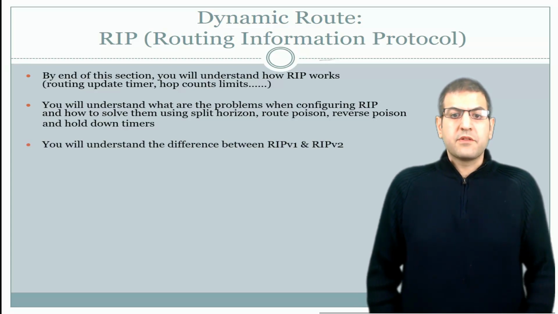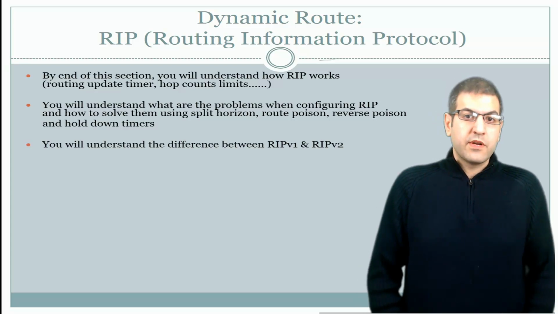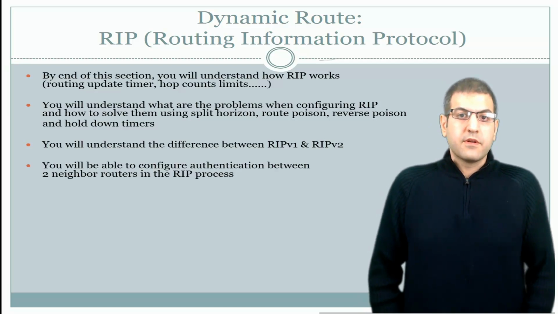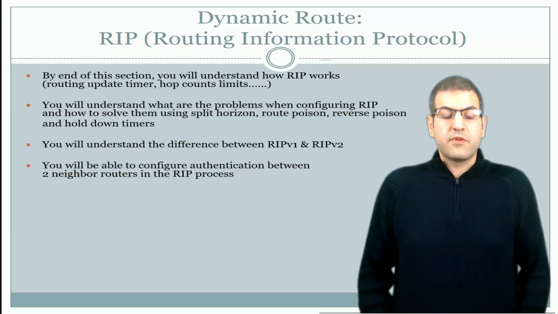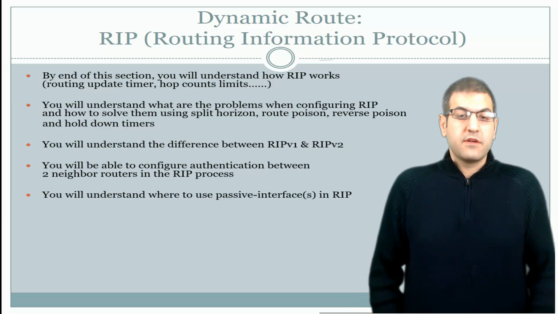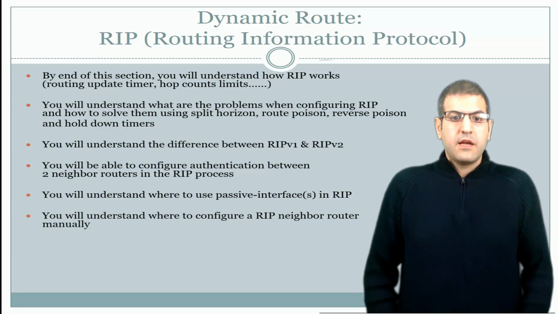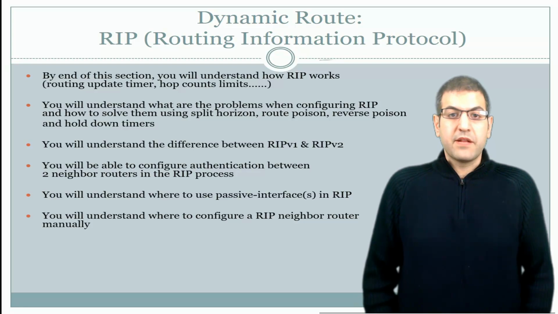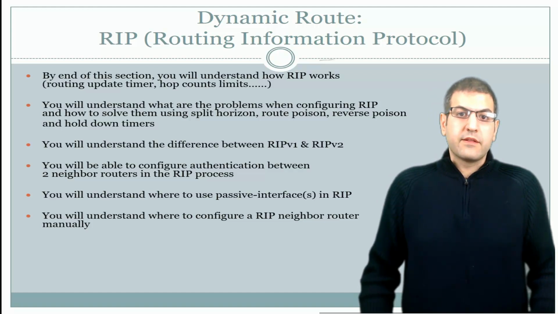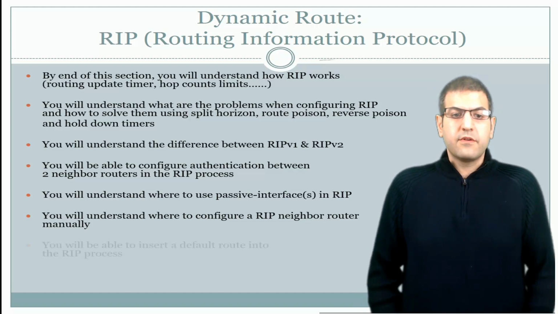And then you will understand the difference between RIP version 1 and RIP version 2. And then you are going to also be able to configure authentication between two neighbor routers in the RIP process. And then we are going to understand also where to use the passive interfaces in RIP. And we are going to understand where to configure a RIP neighbor router manually. So we have some cases where we need to configure two routers to work on RIP in a way that they have to be manually configured.